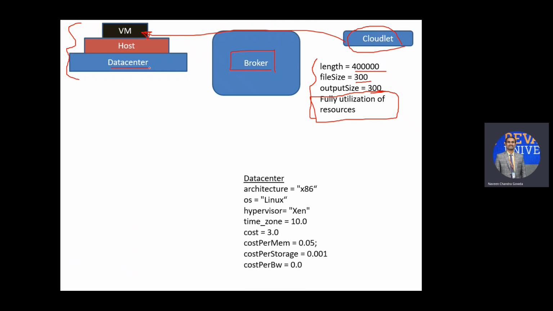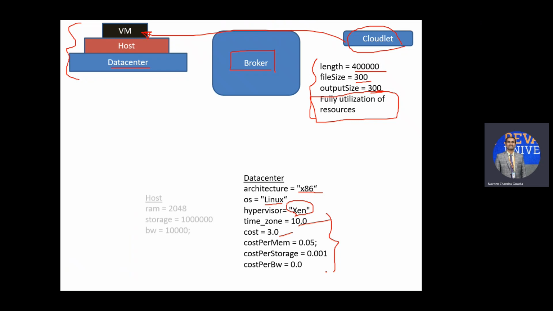As in this example, you can observe the data center has architecture x86, and the OS in the data center is Linux, and the hypervisor can be Xen, which you may call the VMM layer. Then the time zone they have fixed as 10, and the cost is 3. These parameters we can consider based on the real-time requirement, right? That's how the data center is created.